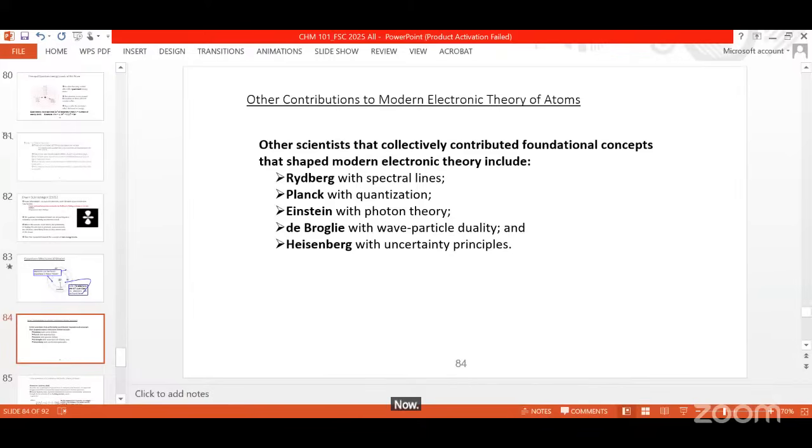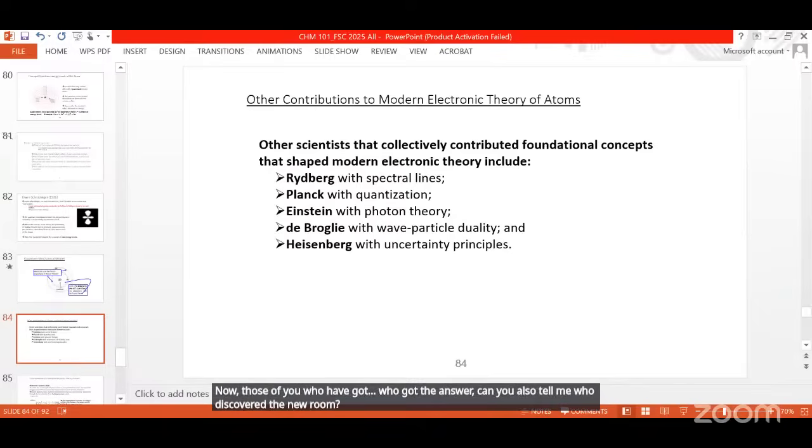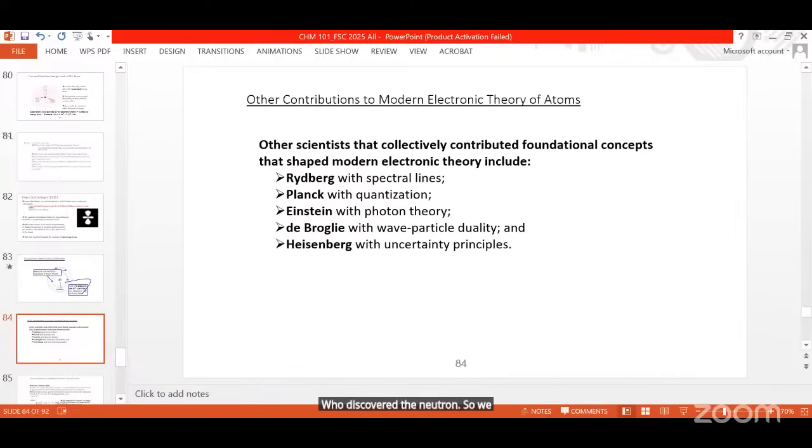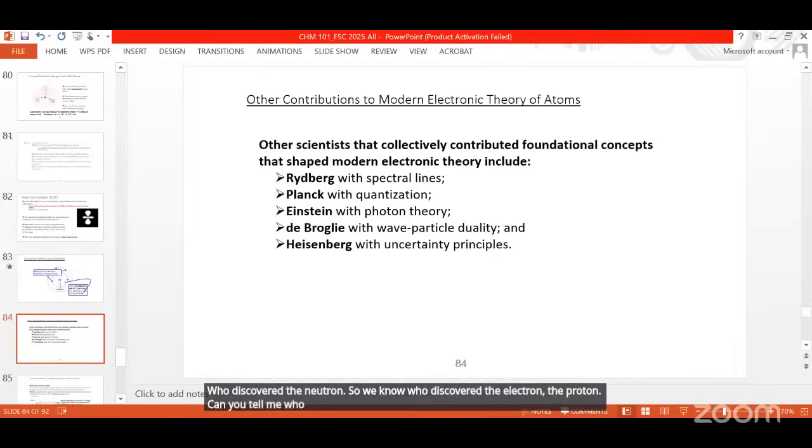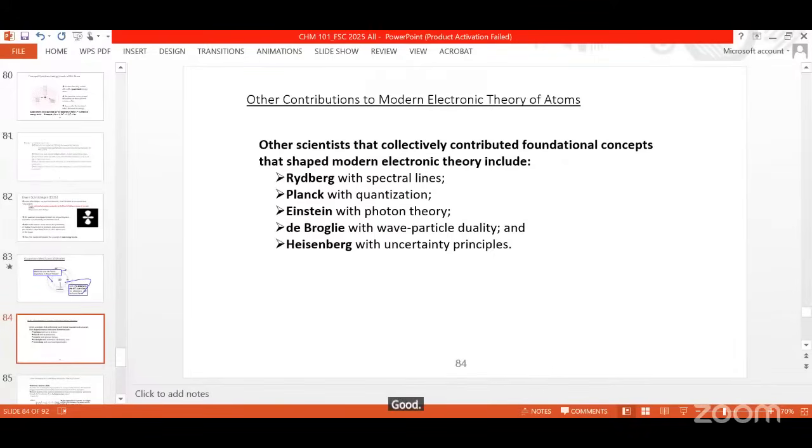Now, those of you who got the answer, can you also tell me who discovered the neutron? So we know who discovered the electron, the proton now. Can you tell me who discovered the neutron? Good, correct. Now you know your exam is going to be a multiple choice question, so these are the things you look out for. You look for the most correct answer, sorry.